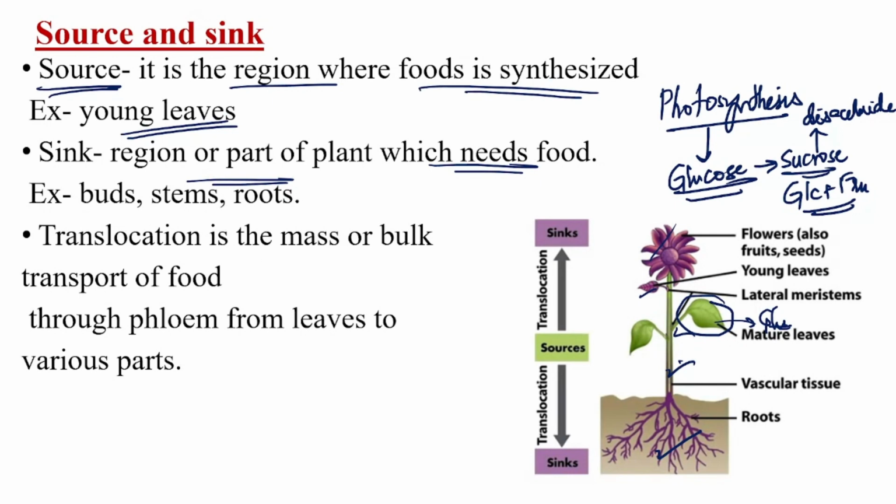And translocation is the mass or bulk transport of food or water through phloem and xylem from the leaves to various parts of the plant. So it can be bulk movement of water, bulk movement of organic nutrients, that is called translocation. If it is food, it takes place through phloem, and if it is water, it takes place through xylem.